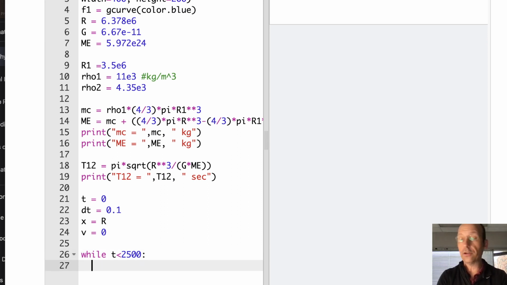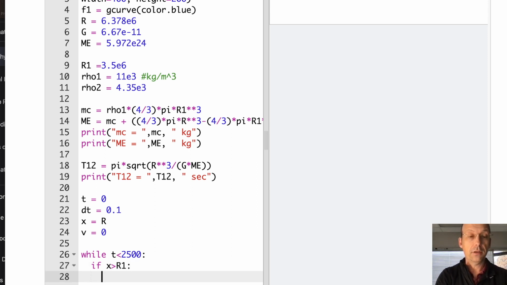Okay, so now the first thing I'm going to do, I'm looking at my little equation right here, is to calculate the G. And to calculate G, I need M. So let's say this. If X is greater than R1, I'm in the outer part, then do the following. Let's say M equals M core, which I've already calculated, plus I just need my little equation right there, which I put.